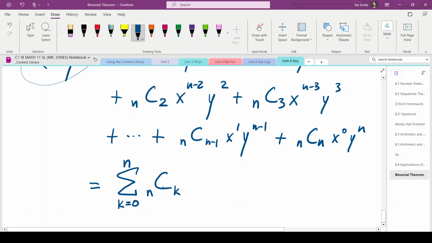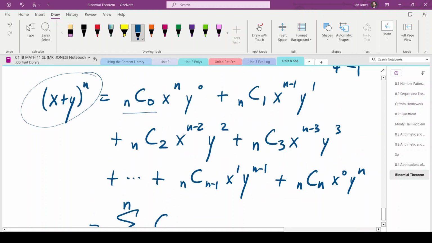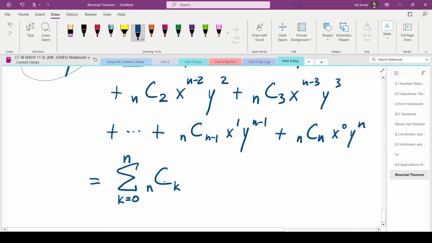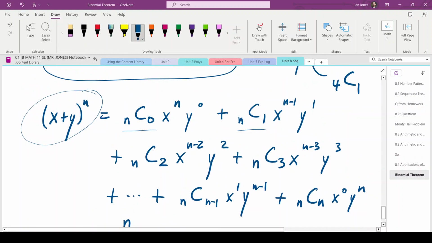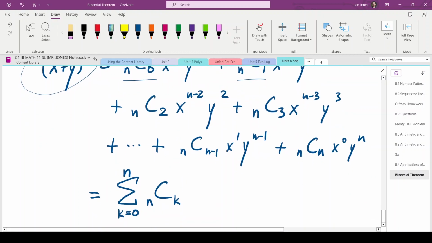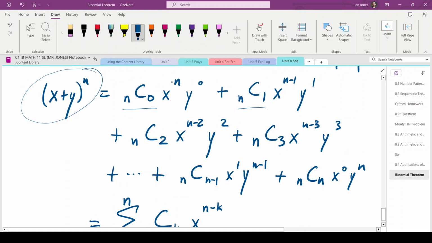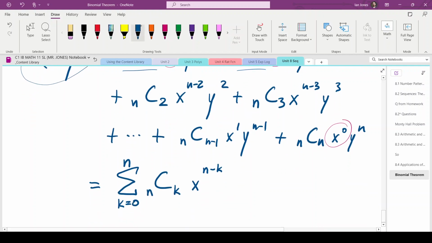So when k is 0, this is n choose 0. That matches our first coefficient. When k is 1, we get n choose 1. That matches our second coefficient. So far, so good. Now I'm going to take x to the n, but I'm going to subtract off k, so that when k is 0, we're not subtracting off anything. We get x to the n, as we would expect. When k is 1, we get x to the n minus 1, as we would expect. All the way to when k is n, the last term, we get n minus n, which is 0, as we would expect. And we'll have y to the k.